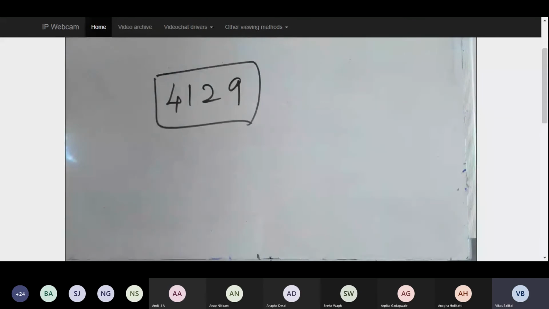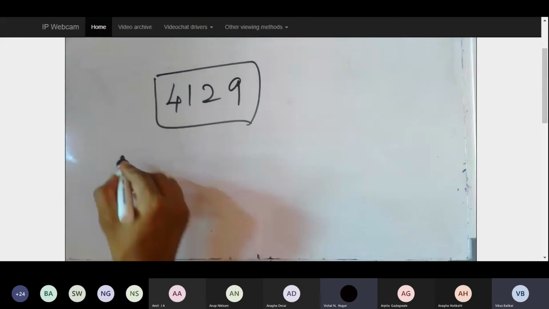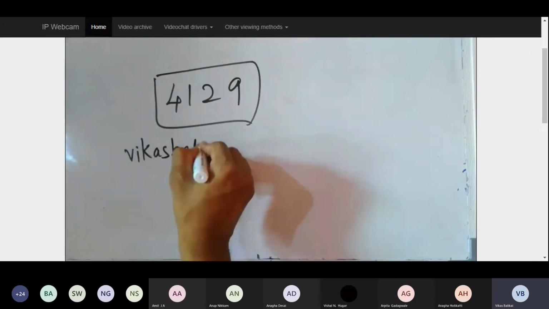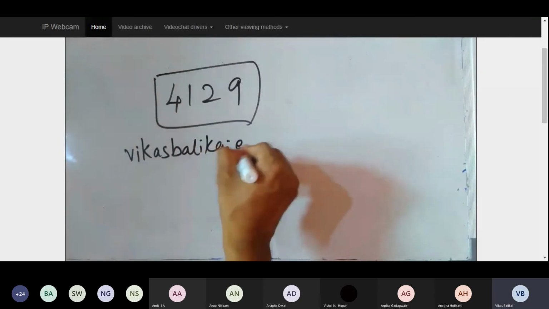Sir, yesterday I was unable to send the second assignment because of a network issue. If that is the case, then immediately inform me, and I'll give you my mail ID. Just make a note of it. I think you all have my mail ID, right? vikasbalikai@klsvdit.edu.in.